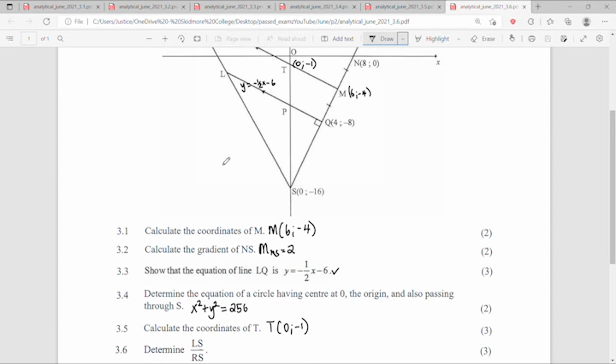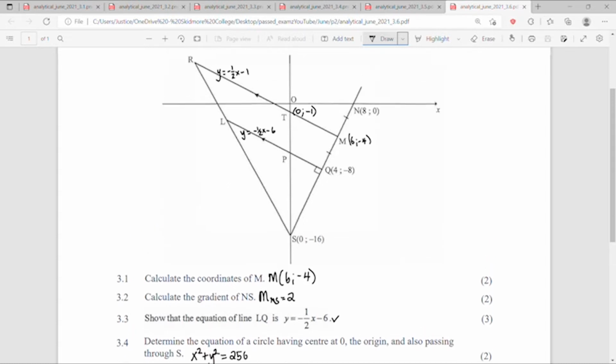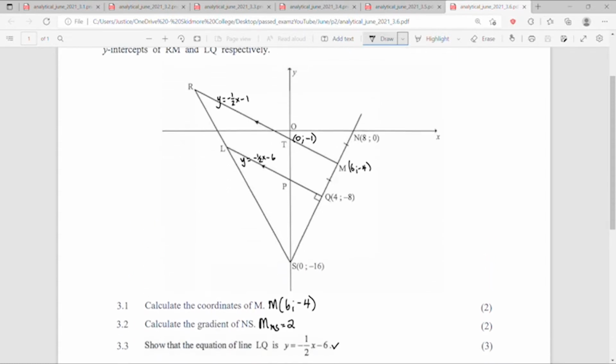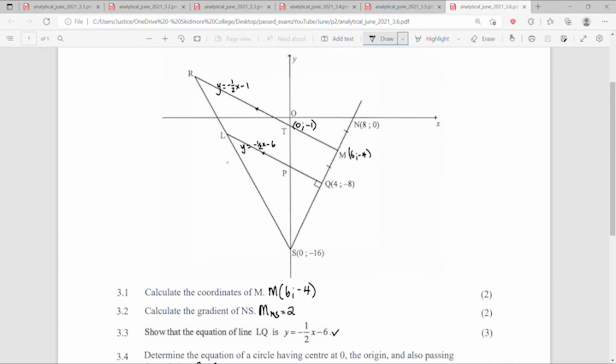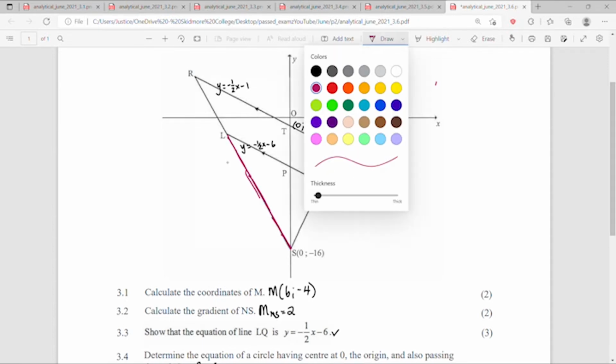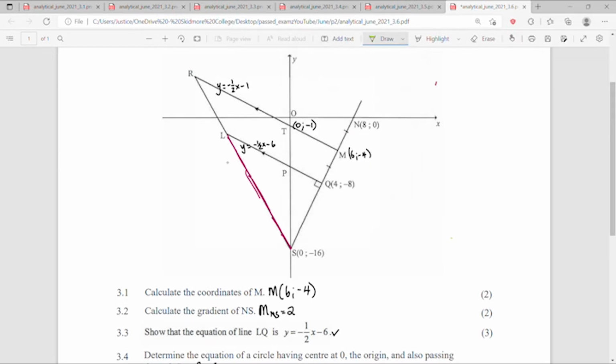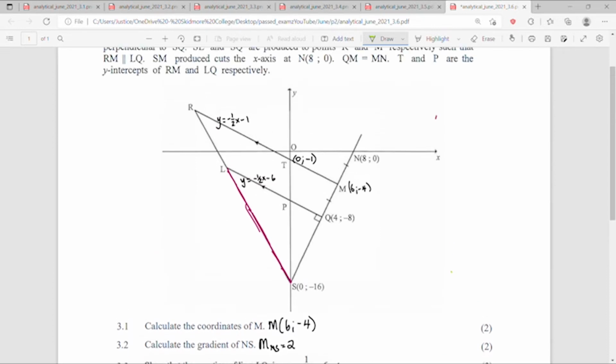So we need to go to the diagram and see what's happening. What is LS? What is RS? And maybe that will help us figure out what's happening. LS is this line right here. LS is this line. And then RS is this whole line right here, the green one.